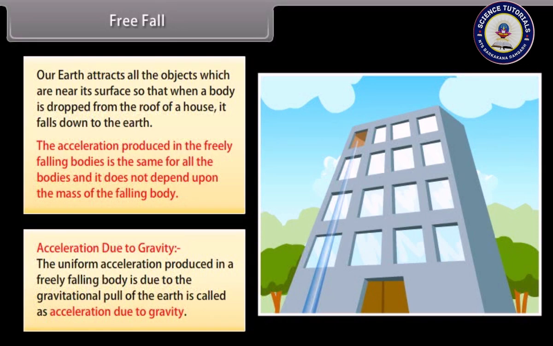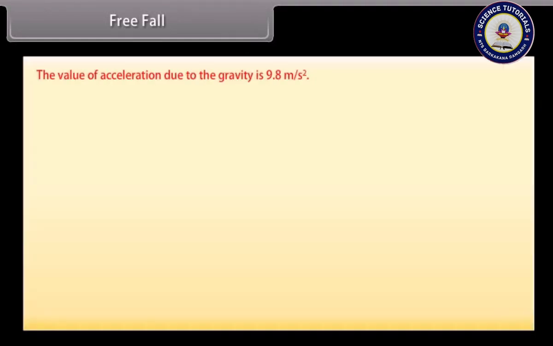Acceleration due to gravity. The uniform acceleration produced in a freely falling body due to the gravitational pull of the earth is called acceleration due to gravity. The value of acceleration due to gravity is 9.8 meter per second square.